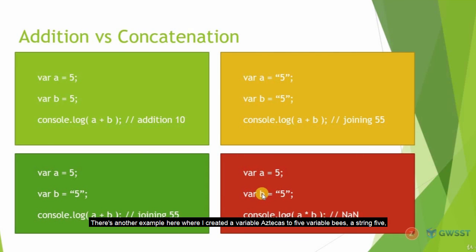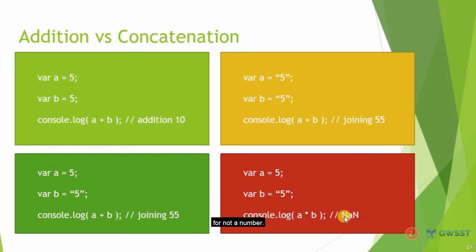There is another example here where I have created variable a is equal to phi, variable b is equal to string phi, but what has happened here is instead of adding them, we are multiplying them. So here JavaScript doesn't know what to do with it. Since it cannot output a number nor a string, it's going to give an output as NaN. Now NaN stands for not a number.